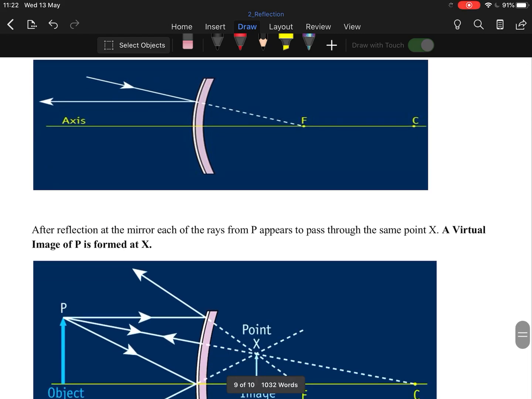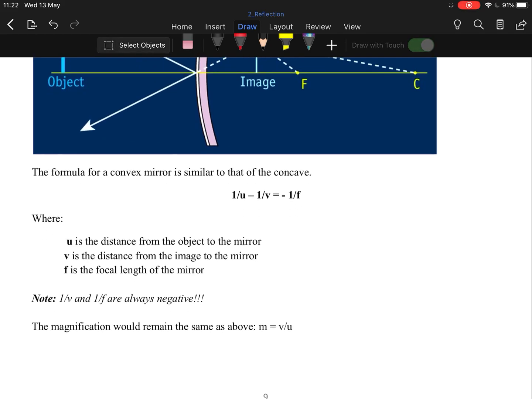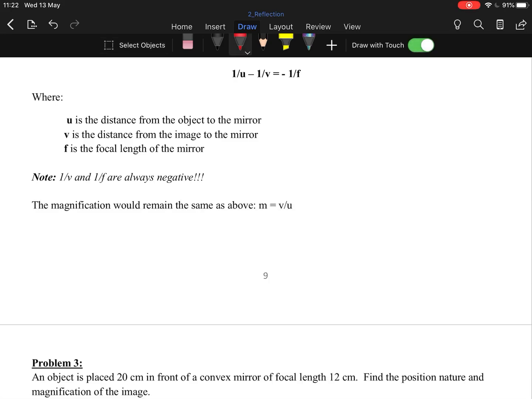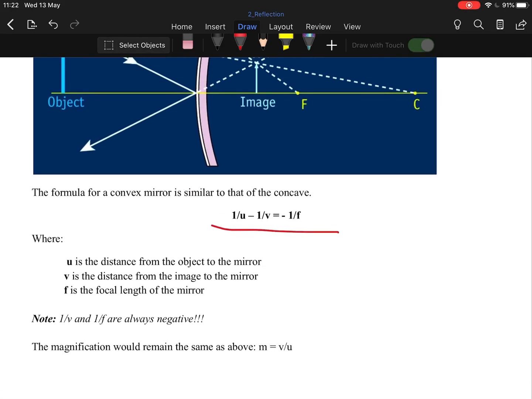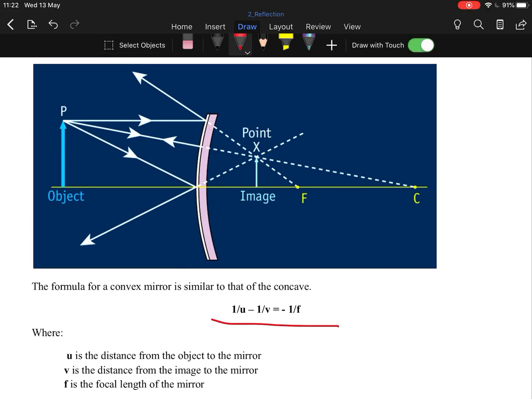That's it. So when you form an image, you get something like this. Okay, the image will always form back here because these arrows will never meet on this side. They all go off in different angles. So you would always get a virtual image. So your equation is always 1 over u minus 1 over v equals minus 1 over f. Can you tell me why it's minus 1 over f? Because the f is behind the mirror.